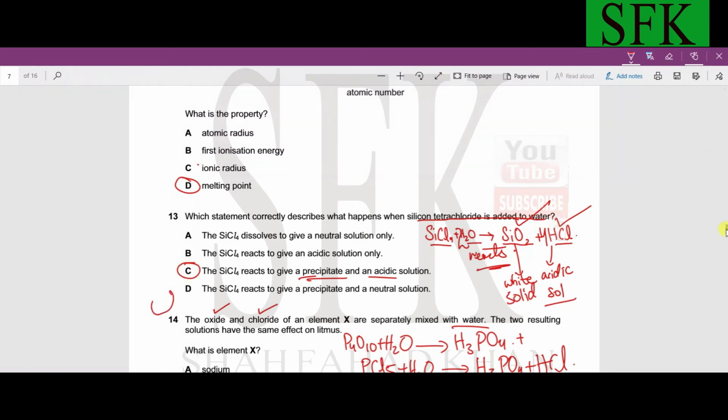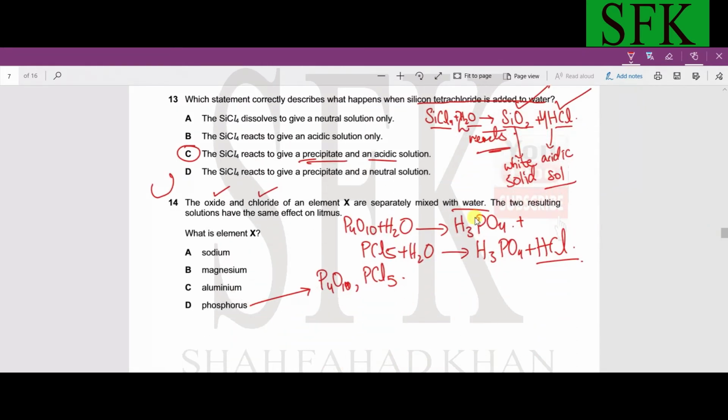Okay, let's look at the next MCQ, number 14. The oxide and chloride of an element X are separately mixed with water. The two resulting solutions have the same effect on litmus. Either both are acidic or both are alkaline. What is the element X? If we look at sodium, sodium chloride is neutral, it does not give any pH change, whereas sodium oxide is basic, so a different effect on litmus. What about magnesium? Magnesium oxide is basic, whereas magnesium chloride is slightly acidic. So again, not the same effect.